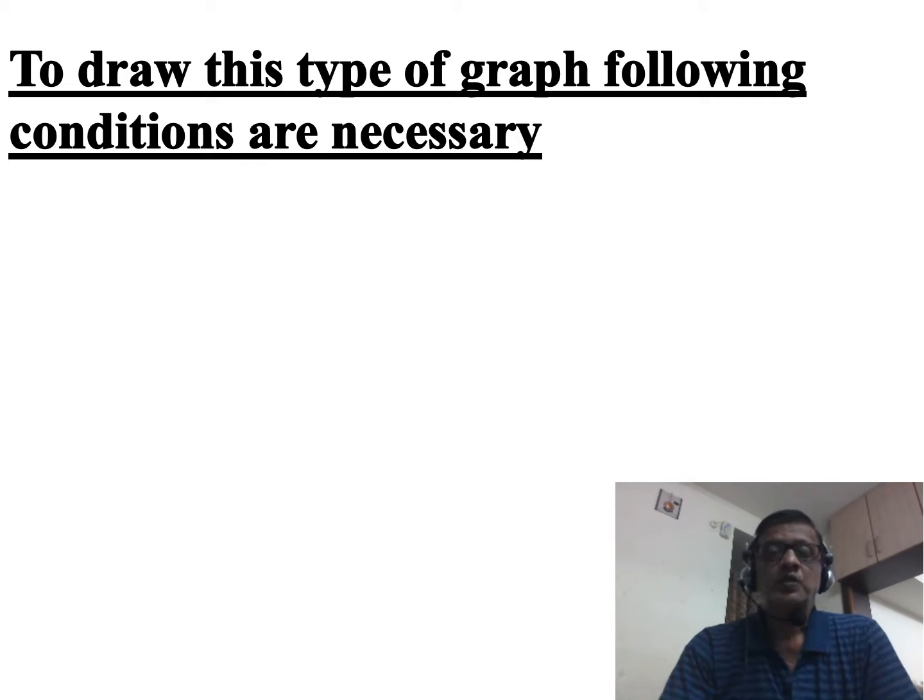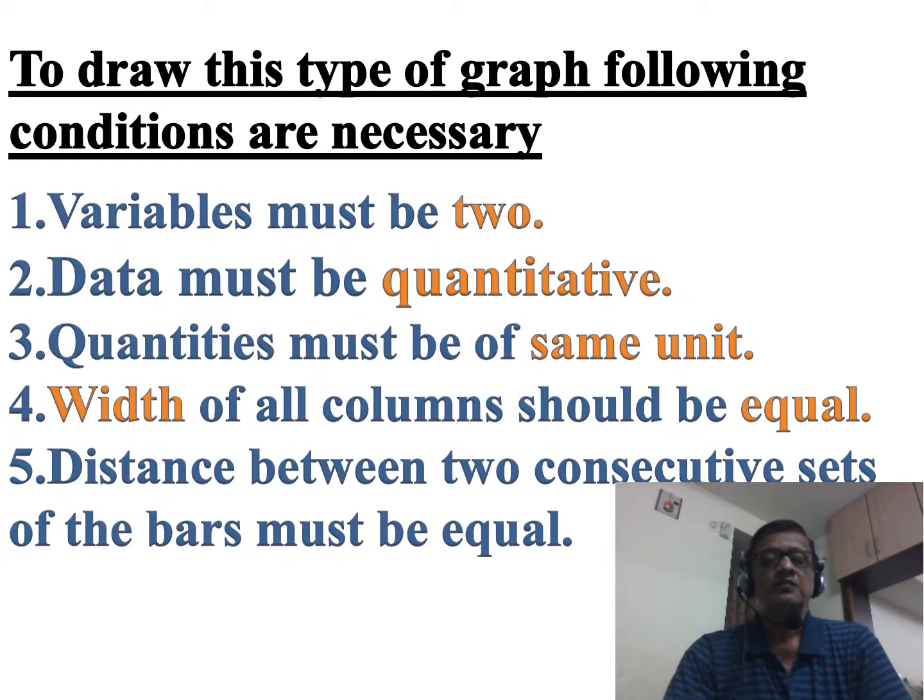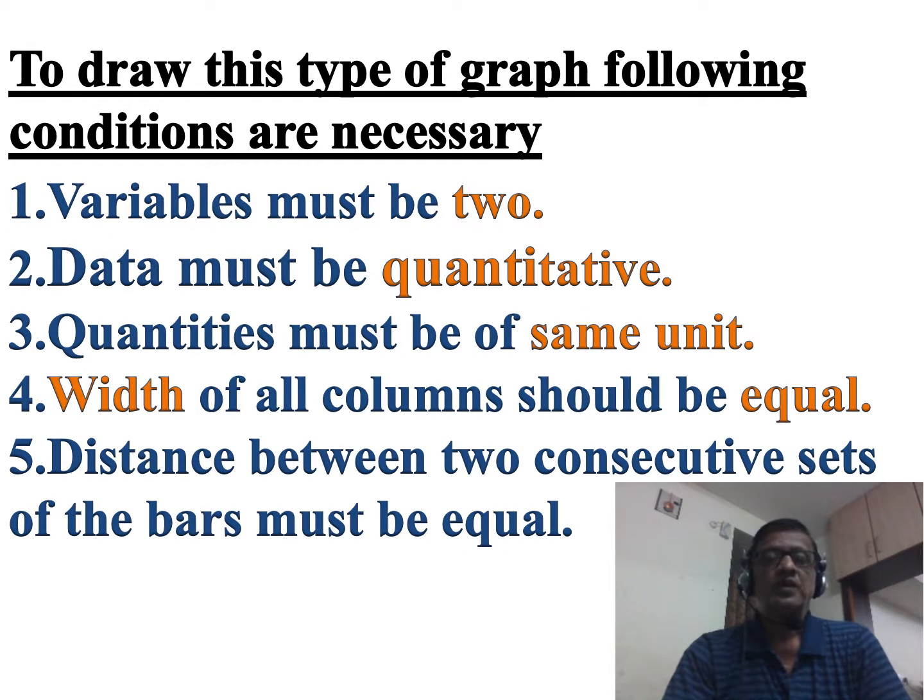Before drawing the actual graph, see some conditions. To draw any type of graph, conditions are very necessary. You have to remember those conditions and then draw the graph. To draw a joint bar graph, the following conditions are necessary. You note down the conditions.